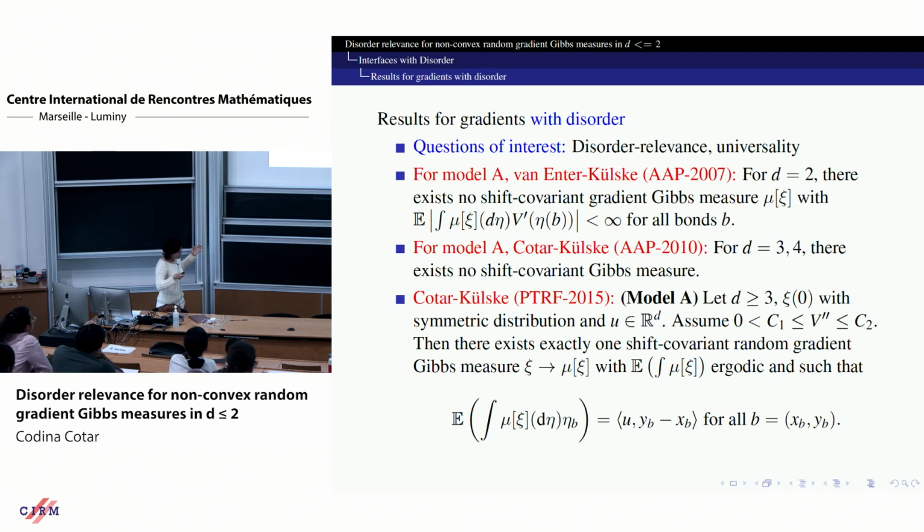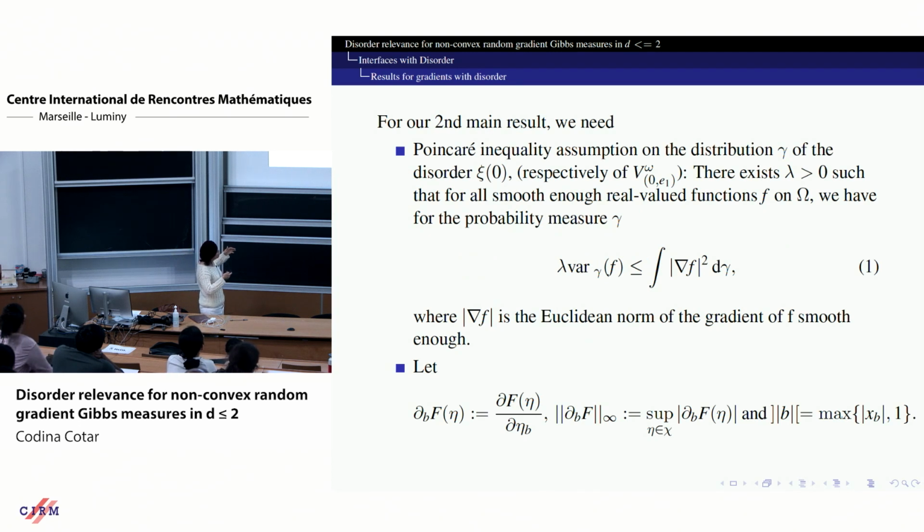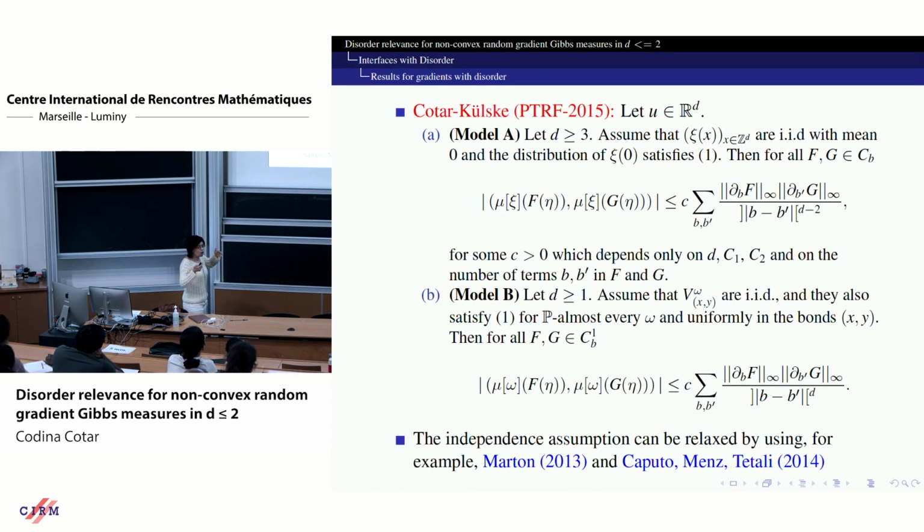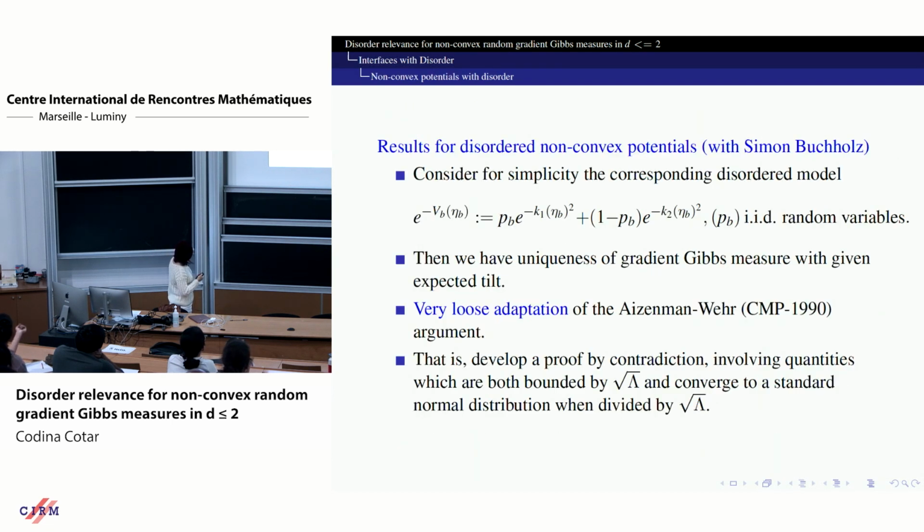Then we come to the question of uniqueness. How does uniqueness of this gradient Gibbs measure, how is it affected by the presence of disorder? And we were inspired in our work by a very famous paper of Aizenman-Wehr in the 1990s.